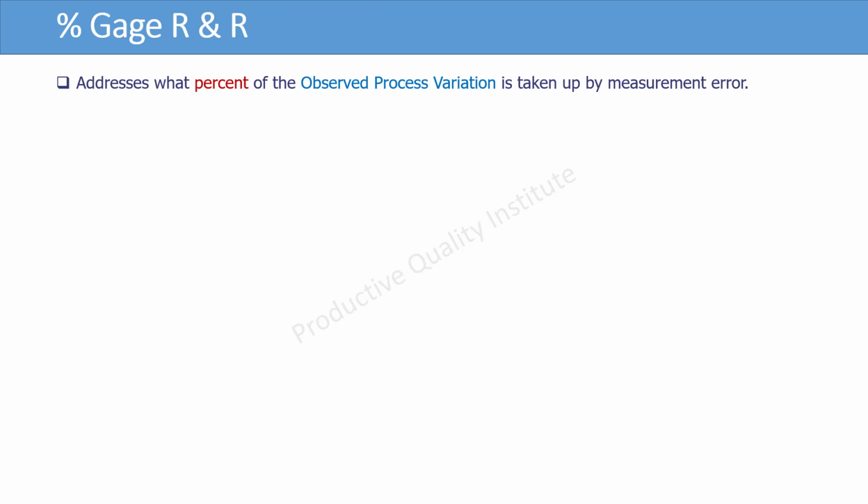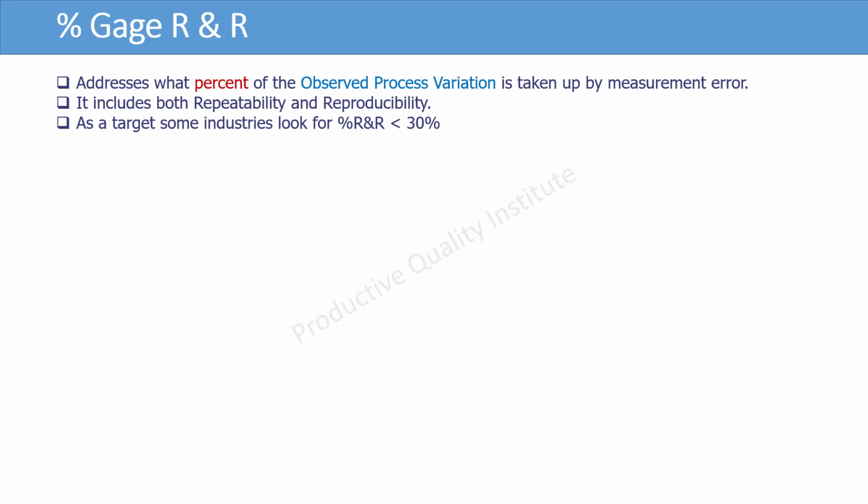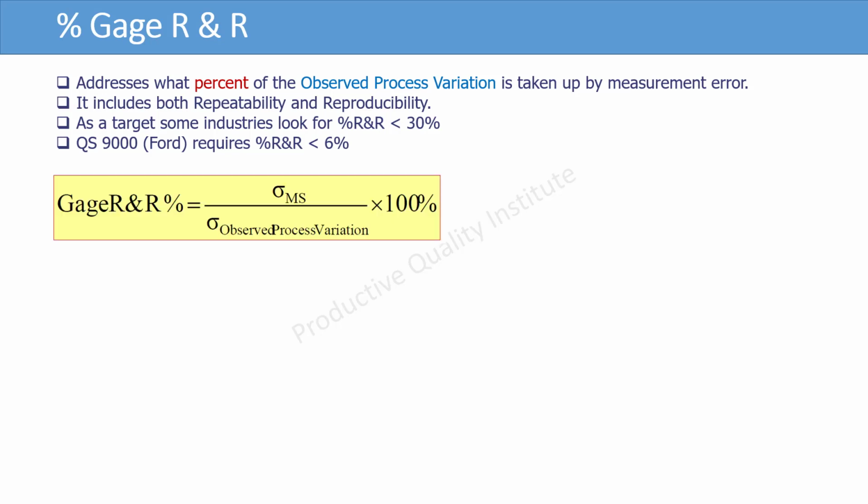Gauge R&R addresses what percent of the observed process variation is taken up by the measurement error. It includes both repeatability and reproducibility. As a target, some industries look for percent R&R less than 30%. QS 9000, Ford, requires percent R&R less than 6%. Gauge R&R percentage is equal to sigma of the measuring system over sigma of the observed process variation, multiplied by 100.